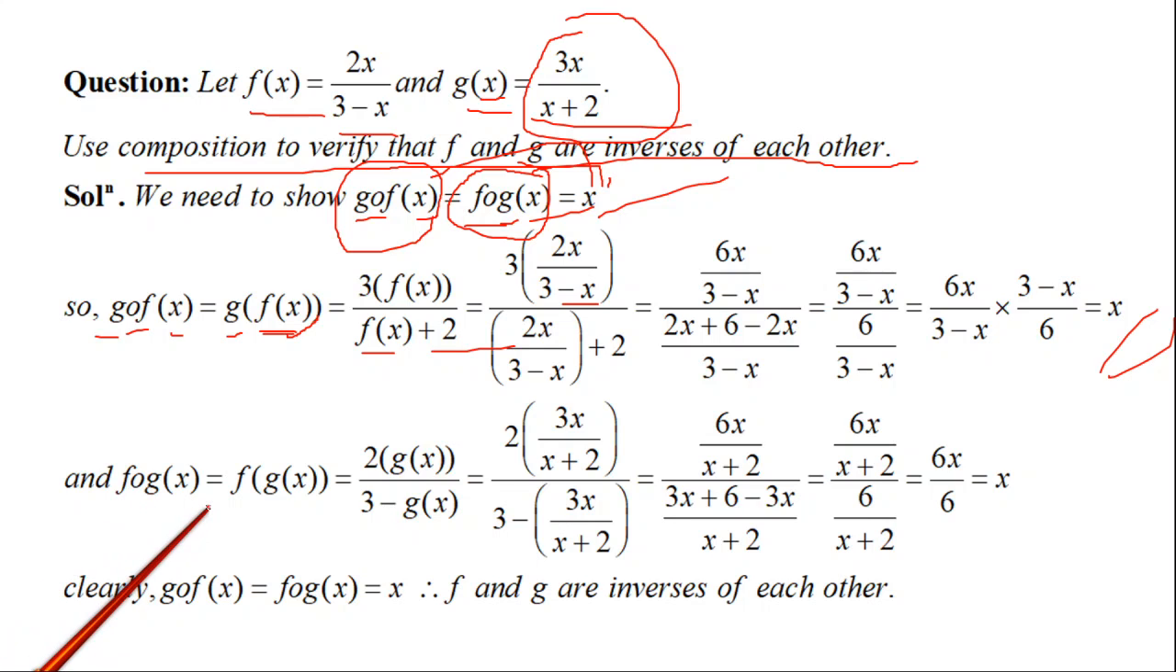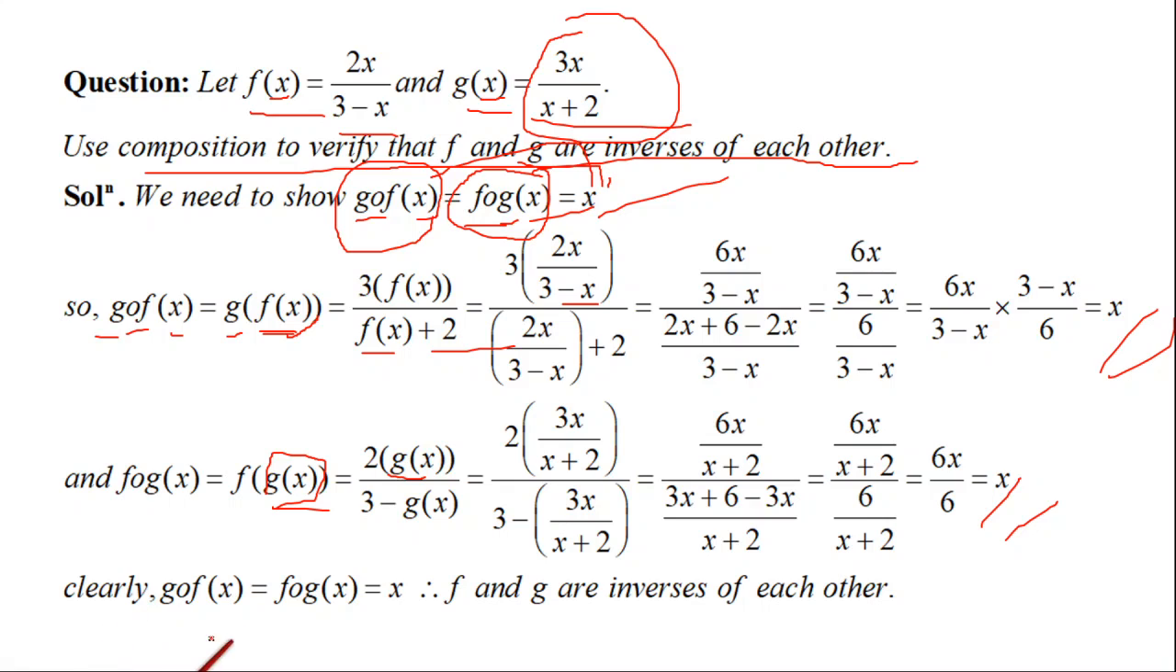And g composite f of x will be f of gx. Now here we see the definition of f. If you have x over here, then the output is 2 times x upon 3 minus x. So by the definition of f, f of gx will be equal to 2 times gx upon 3 minus gx, and then we put the value of gx by its definition. Solve it, and again we will get x.